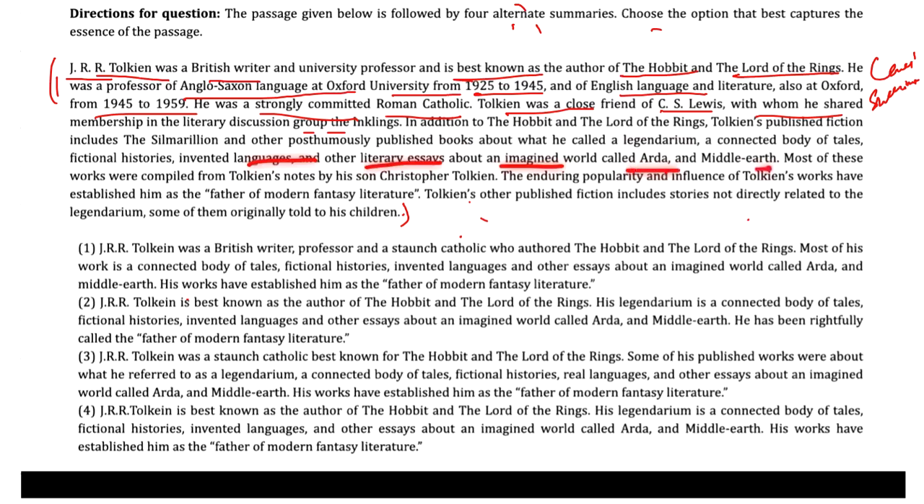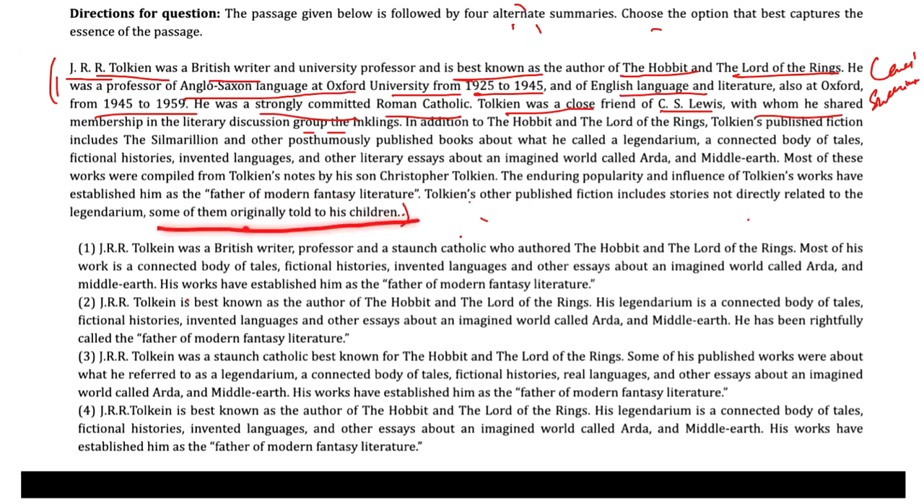Most of these works were compiled from Tolkien's notes by his son Christopher Tolkien. The enduring popularity and influence of Tolkien's works have established him as the father of modern fantasy literature. Tolkien's other published fiction includes stories not directly related to the legendarium, some of them originally told to his children, right?